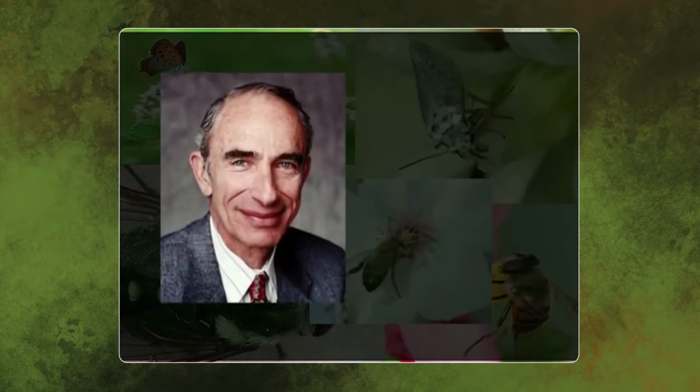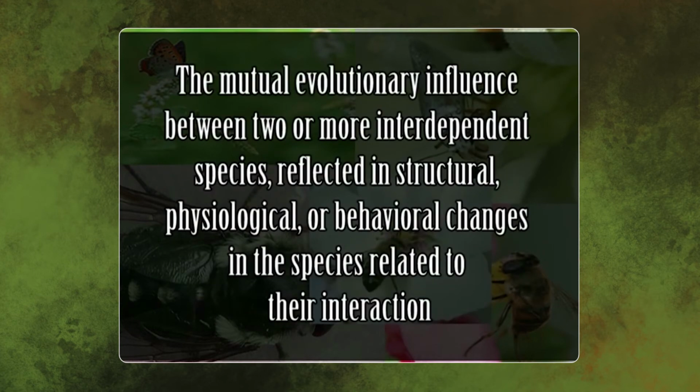In biology, the term coevolution, coined by Ehrlich and Raven in 1964, is the mutual evolutionary influence between two or more interdependent species, reflected in structural, physiological or behavioral changes in the species related to their interaction. The mutual interrelations between entomophilous or zoophilous flowering plants and their pollinators include the following types of coevolutionary systems.